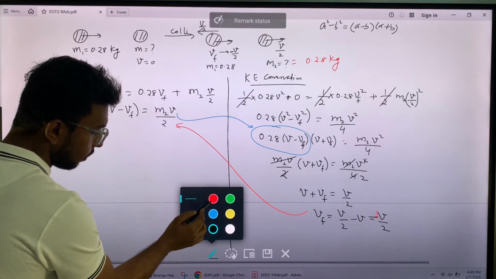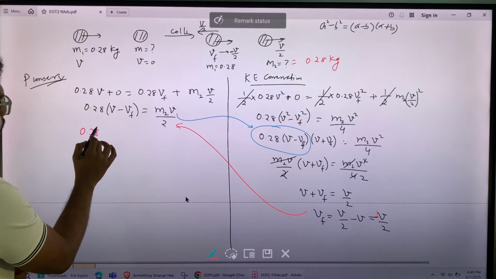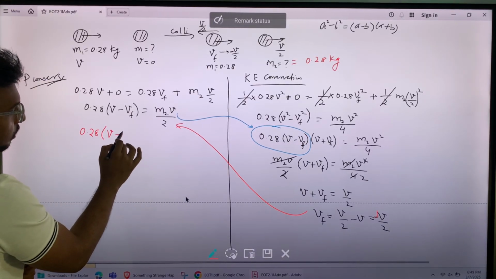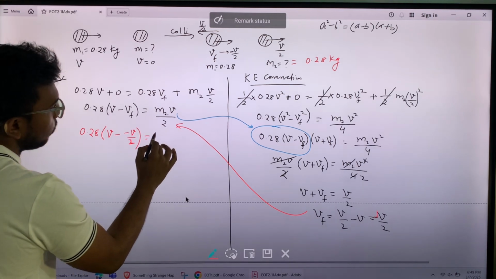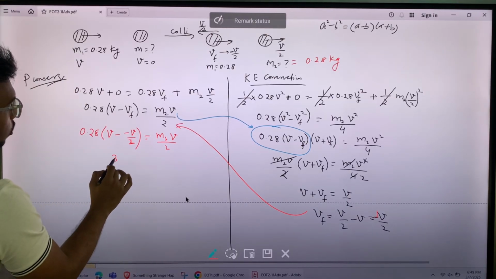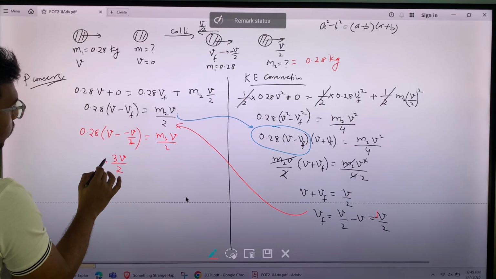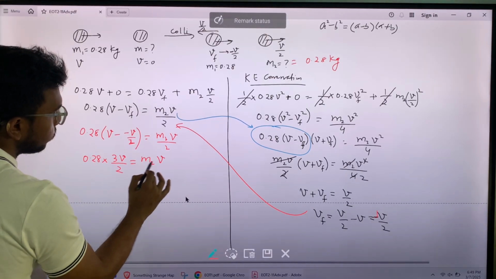So I'll place Vf is equal to minus v by 2. It will become 0.28 v minus v by 2 is equal to m2 v by 2. v minus v by 2 will become 3v by 2 times 0.28 is equal to m2 v by 2.